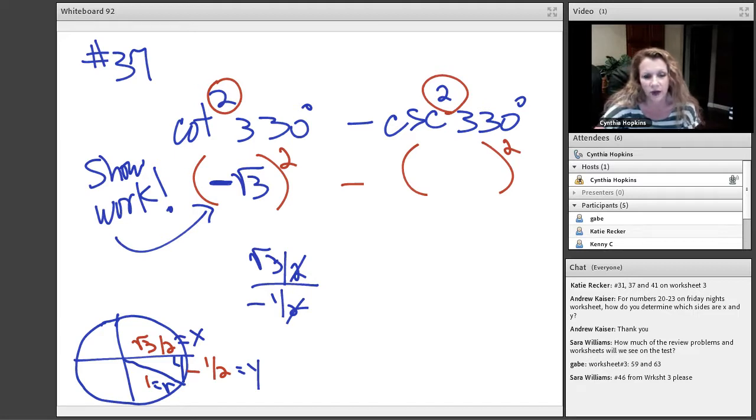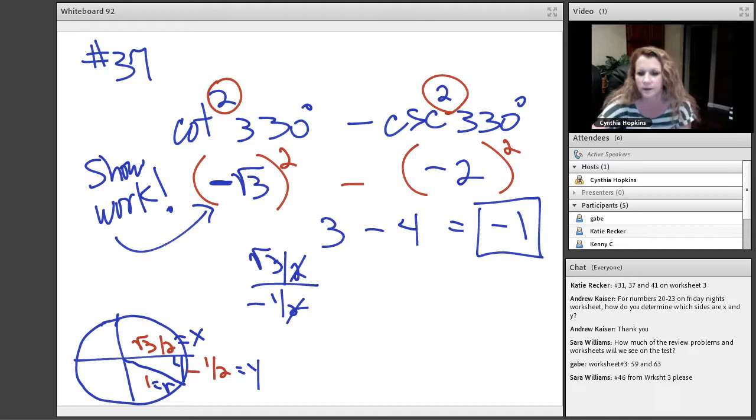This time, however, I'm going to say since cosecant is the reciprocal of sine, let's actually find the sine of this angle. Isn't it negative 1/2? There's my sine, and I can just take the reciprocal of it. And don't I get negative 2? So now when I square negative rad 3, I end up getting positive 3. Then I have my minus sign. When I square negative 2, I get positive 4, and then 3 minus 4 is negative 1. And that's my final answer.